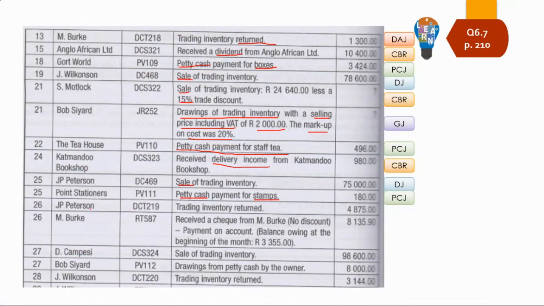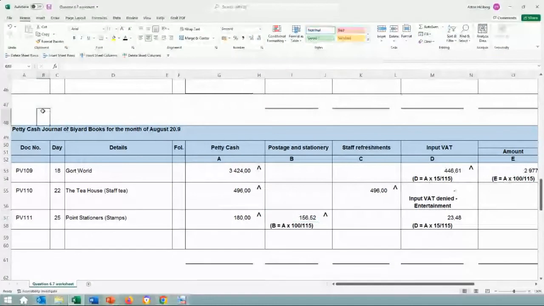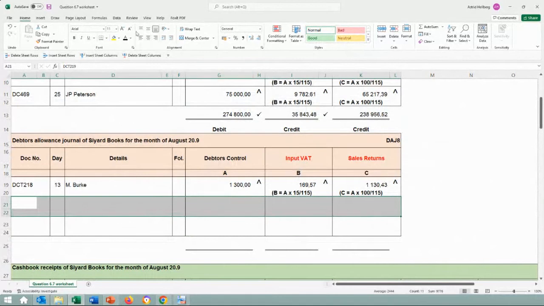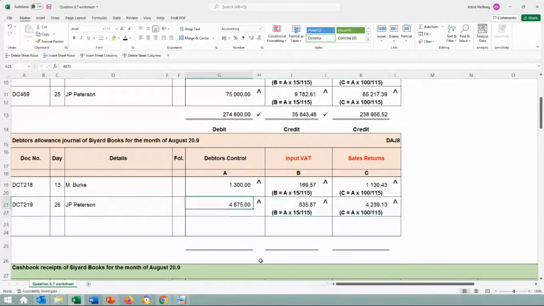Okay, then on the 26th, we've got JP Peterson. We've got trading inventory returned. So trading inventory that we return goes to a DAJ. So that would be the 4,875 Rand, and it would be 635 Rand and 87 cents. And then 4,239 Rand and 13 cents.